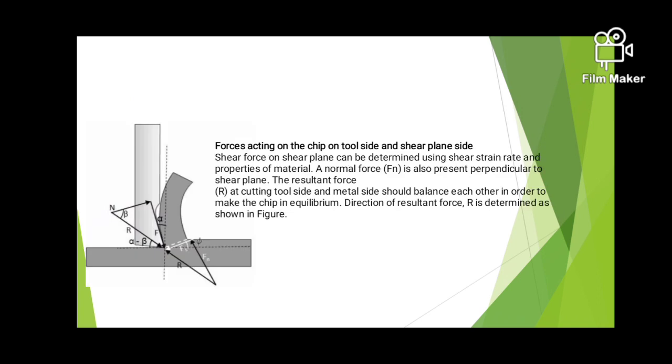So, forces acting on the chip on the tool side and shear plane side. Shear force on the shear plane can be determined using the shear strain rate and properties of the material. A normal force F1 is also present perpendicular to the shear force. The resultant forces at the cutting tool side and metal side should balance each other in order to keep the chip in equilibrium. The direction of the resultant force is determined as shown in the schematic diagram.